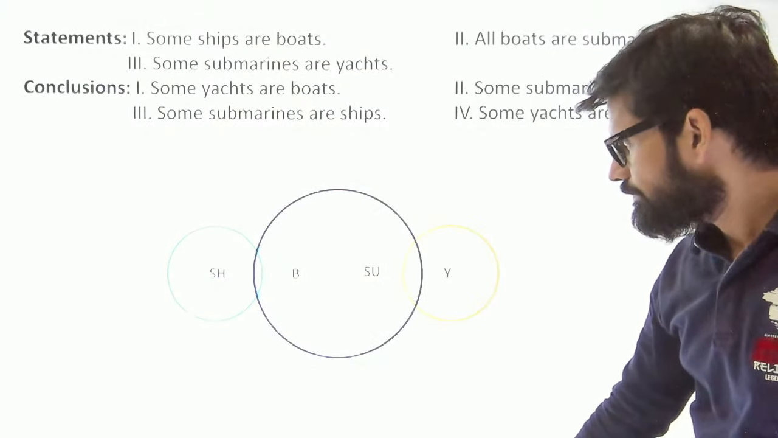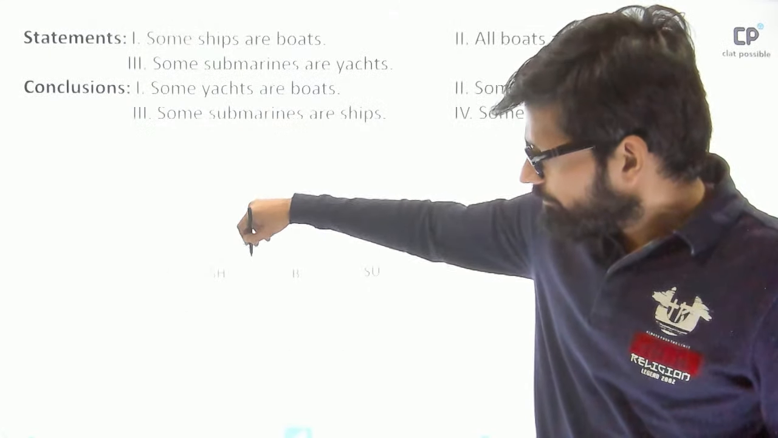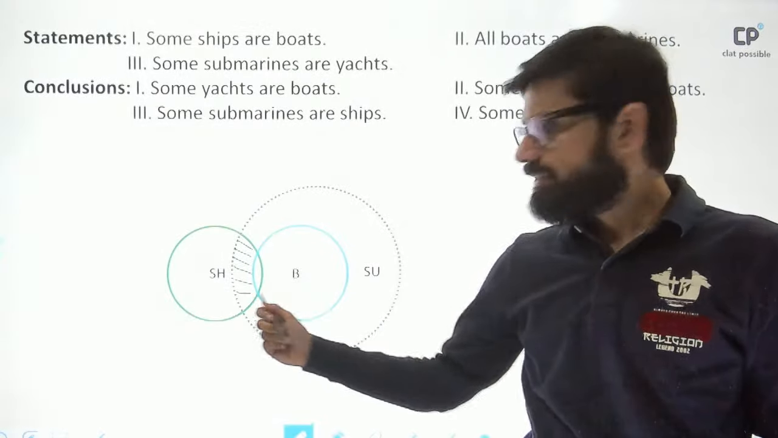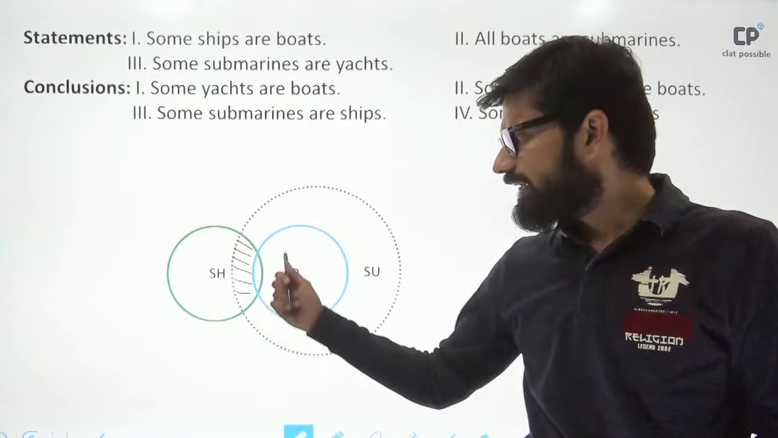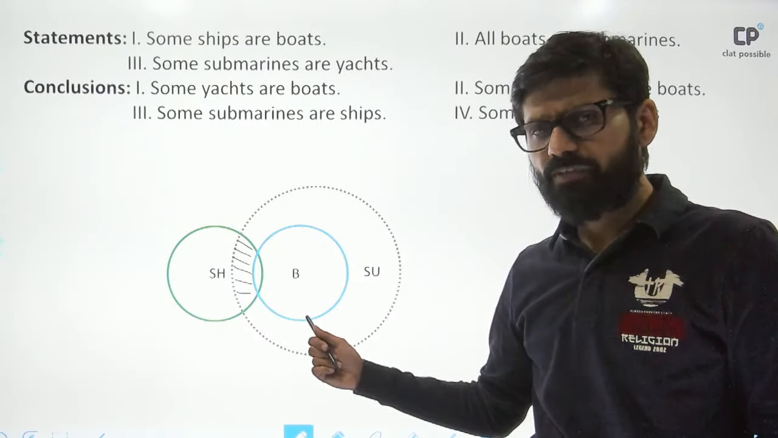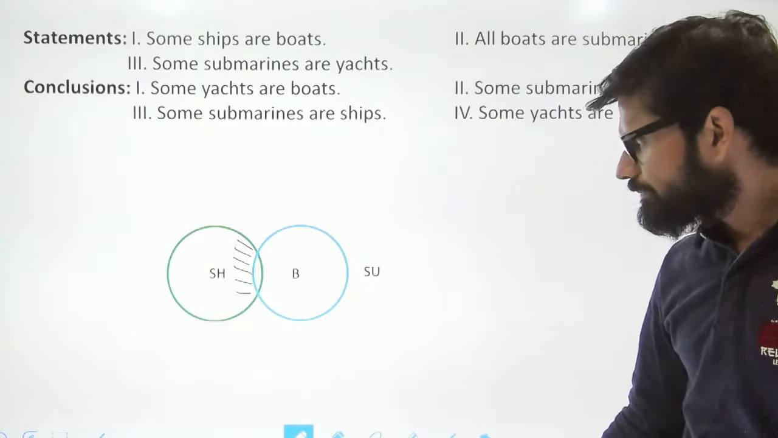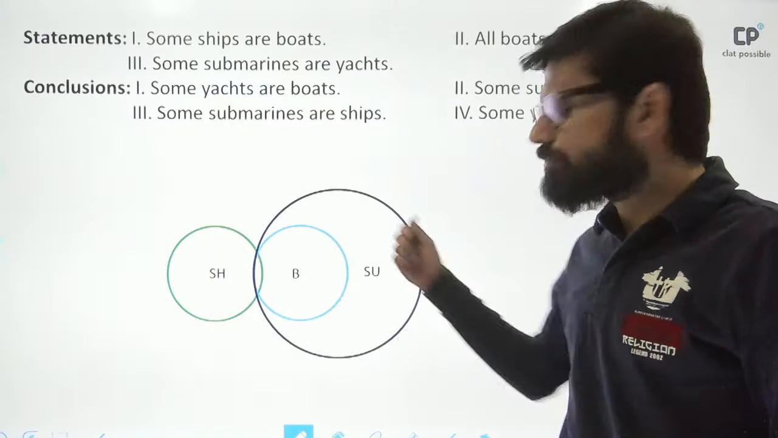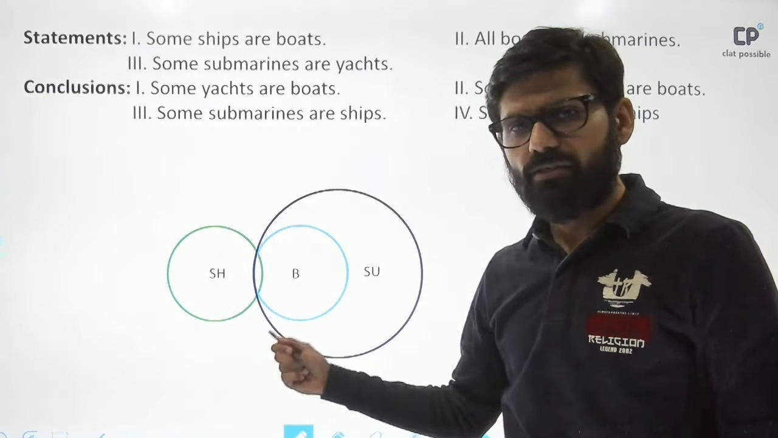It creates an extra overlap between submarines and ships, right? Which is not intended. Whatever overlap submarines and ships have, it is purely because of boats, right? So it shouldn't create an extra overlap with ships. So we are drawing it in this manner. When we are drawing submarines over boats, we make sure that the submarine circle coincides with boats inside the ship's circle, right?